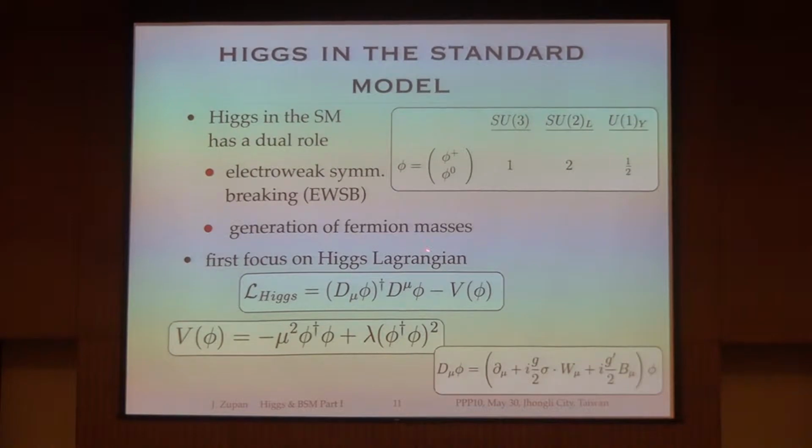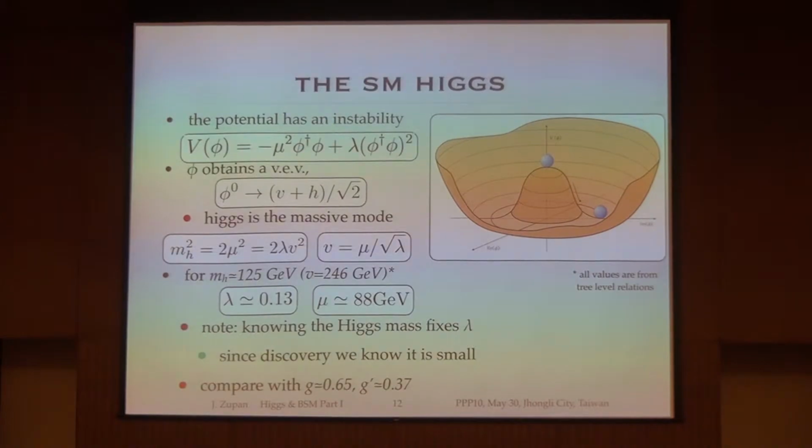So let's first focus on the Higgs Lagrangian. So just look at the kinetic term and the potential. The potential has two terms, the quadratic and the quartic. For the gauge interactions, there's the covariant gauge derivative. And in this covariant derivative, you get the coupling of the phi field, so the Higgs field, to the gauge bosons, the W's, and the gauge boson connected with the hypercharge. So let's see how the electroweak symmetry breaking occurs in the standard model.